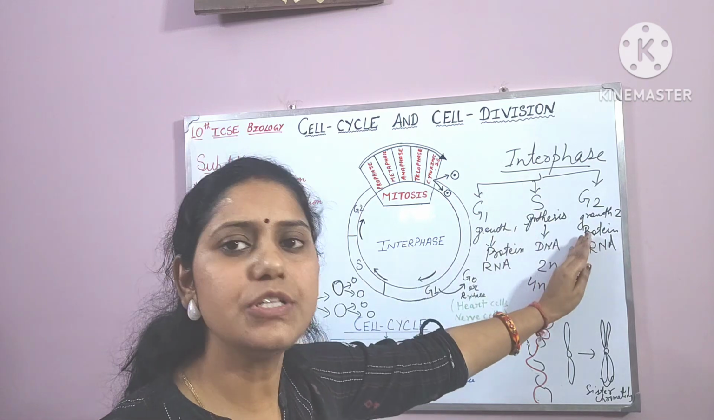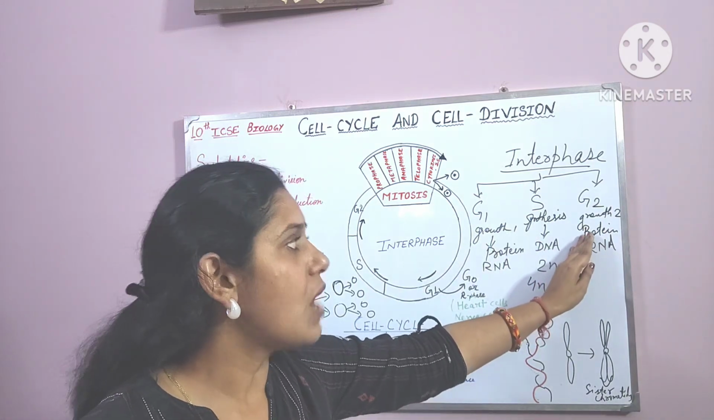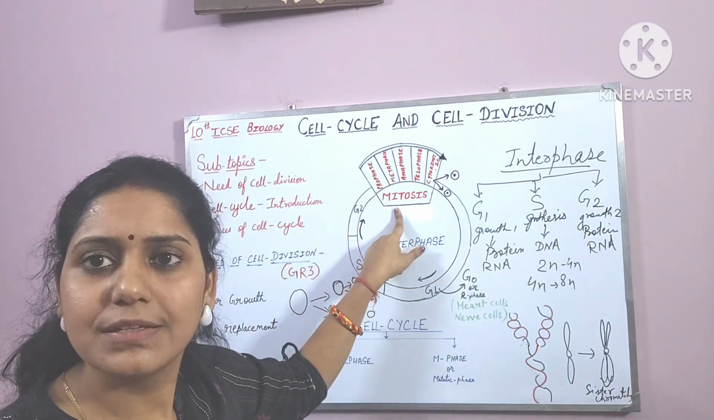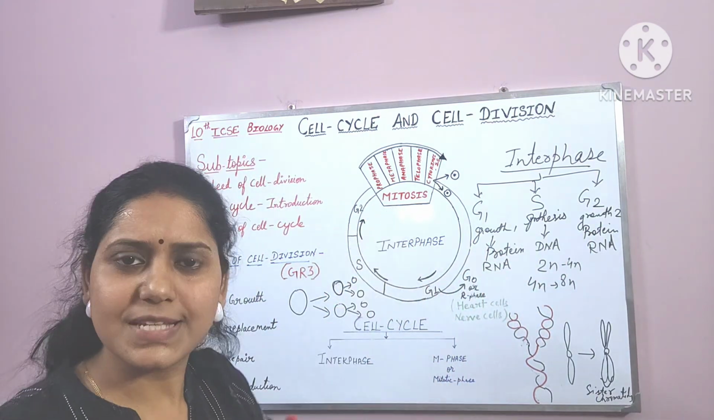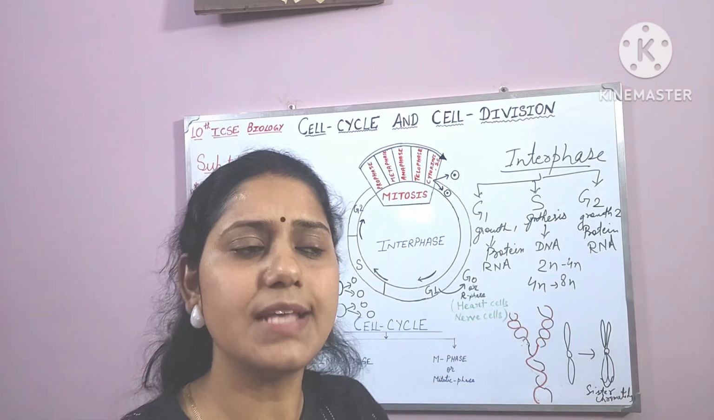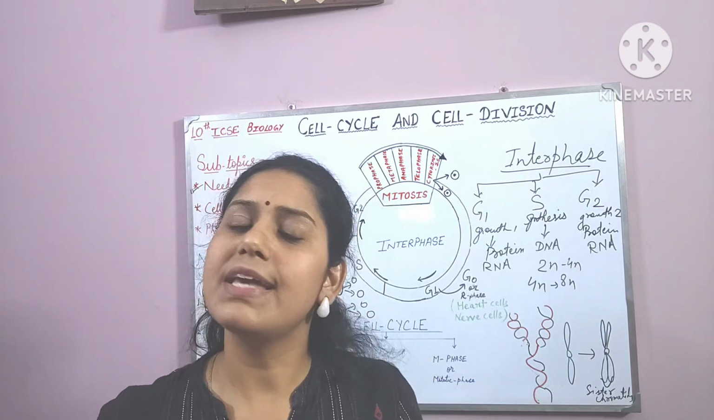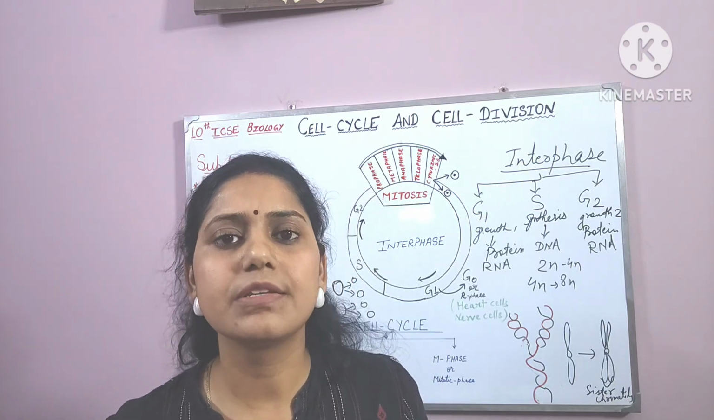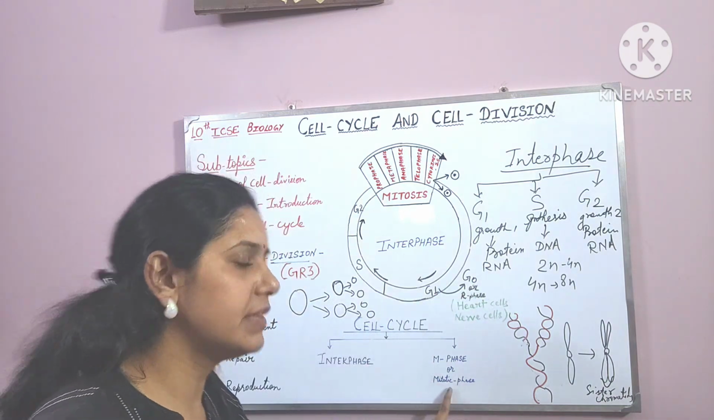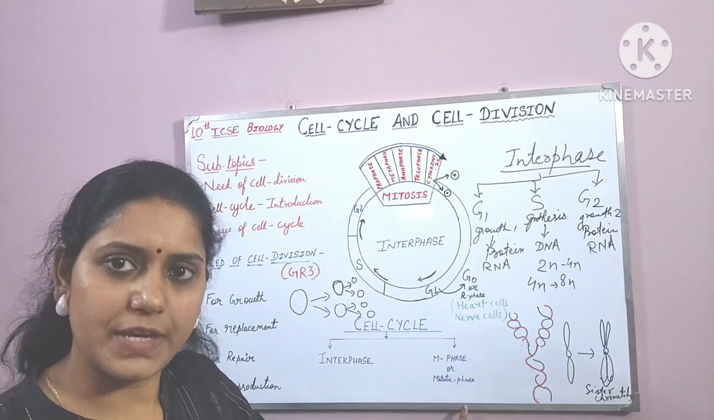Now, after G2 phase, the preparatory phase is over. So, after G2 phase, the cell is going to enter which phase? M phase. Now, the cell is fully ready to divide. It has collected and synthesized all those things which are required for division. So, now it will enter the division phase, that is M phase or mitotic phase.